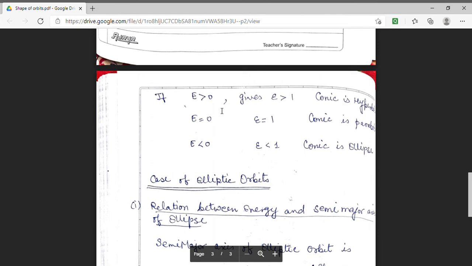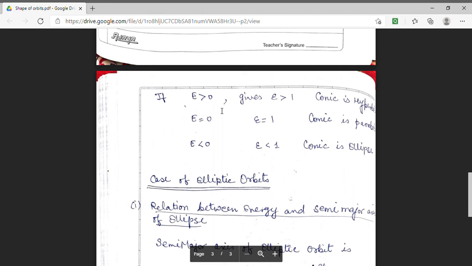So, eccentricity epsilon is the deciding factor to determine the shape of our orbit, whether it will be hyperbola, parabola or elliptical. And our Earth is a planet which revolves around the Sun in elliptical orbits. That means the situation in which epsilon is less than 1 is the case of an ellipse, and its motion is periodic motion. And the other two situations, which are the case of hyperbola and parabola, are situations of non-periodic motion.